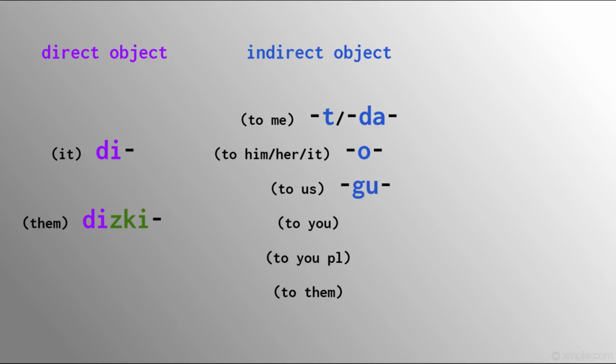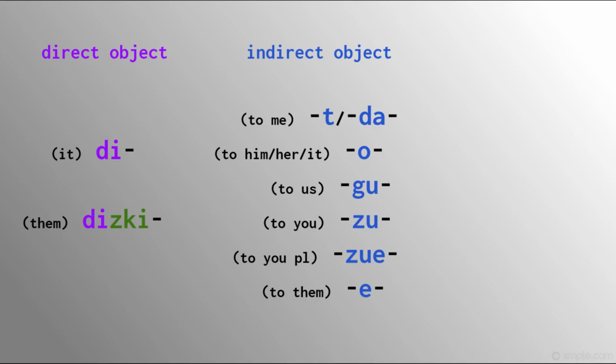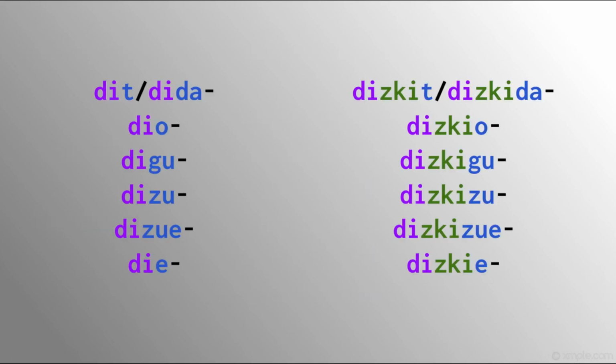For first person plural, we use GU, to us or for us. For second person singular, we use ZU, to you or for you. For second person plural, we use ZUE, to you plural or for you plural. For third person plural, we use E, to them or for them. So now our forms look something like this. Okay, so we're multiplying our options here.